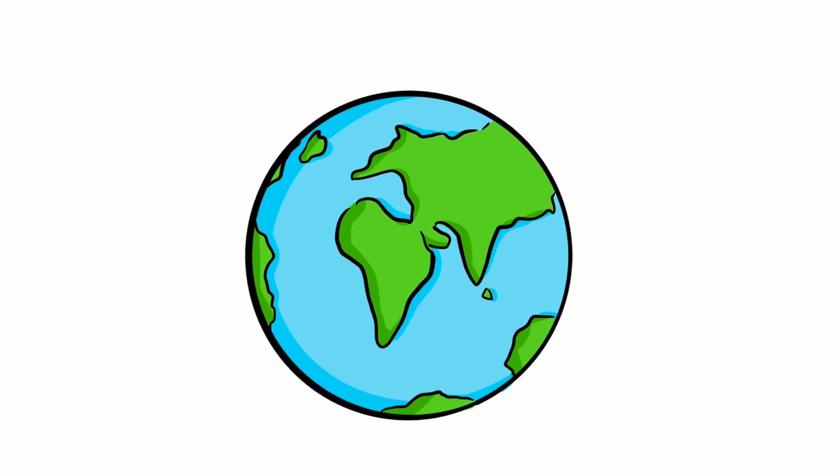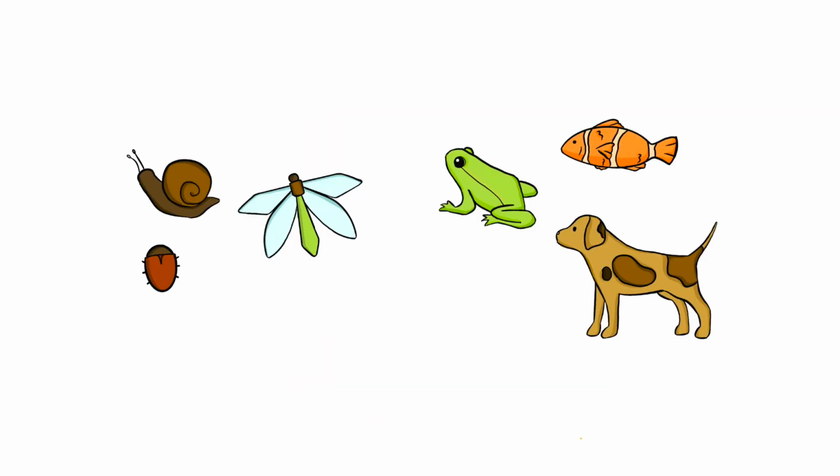Anywhere you go, everywhere around you, you can see animals. We ourselves are animals. But then, what makes us different from an animal like a bird or a fish?